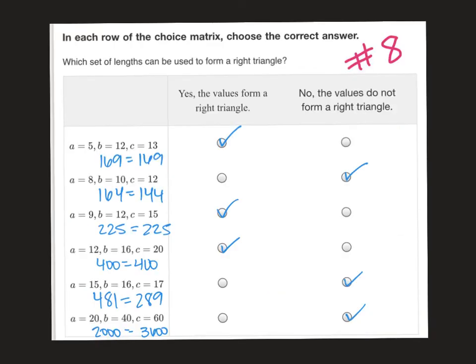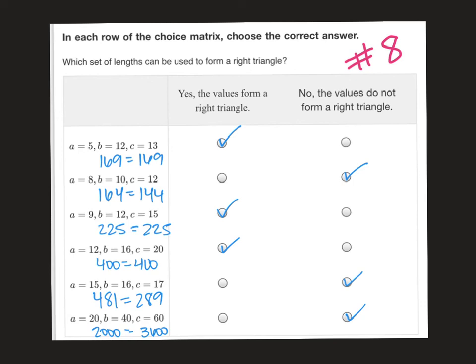All right, on this one, we just did the same thing. We worked everything out, plugged in, made sure we put the largest side in C, and we multiplied. We worked everything out, and then saw did it give us an equal value or not, and marked it yes or no based on that. So the first one did, so it's yes. Second one did not, so it's no. Third one did, yes. Fourth one did, yes. The last 2, neither one of them did, so they were both no's.